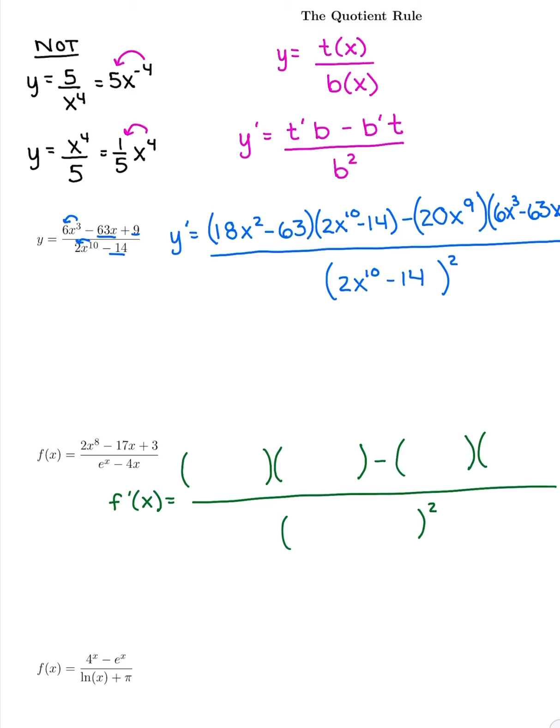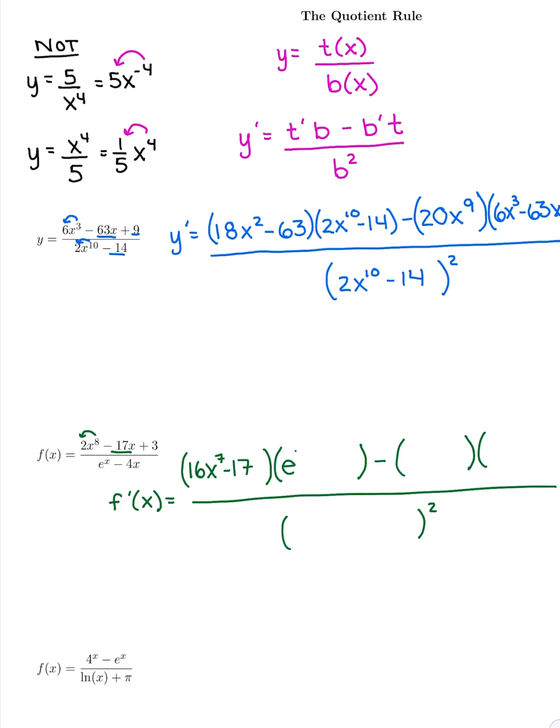We start with the derivative of the top. I always say work your way from the top to the bottom. So derivative of 2x to the 8th is going to be 16x to the 7th. Derivative of negative 17x is negative 17. Derivative of 3 is 0. It's a constant. There's the derivative of the top.